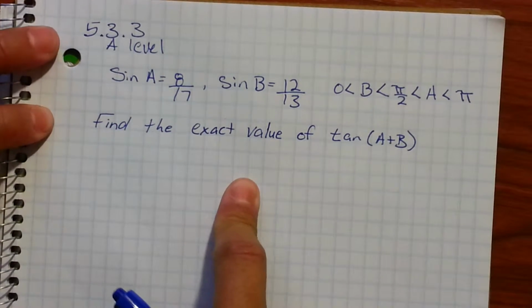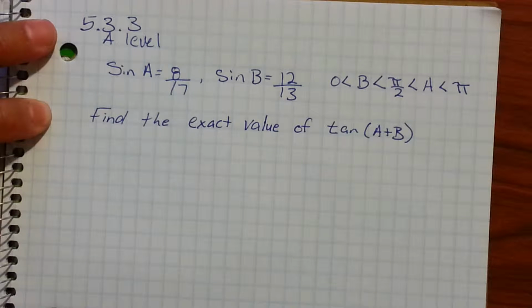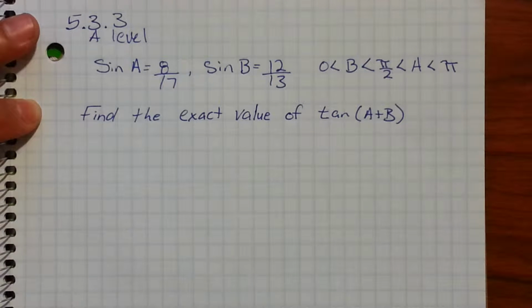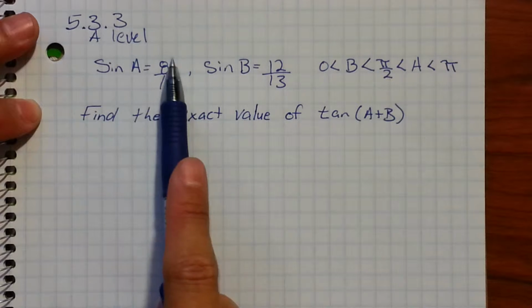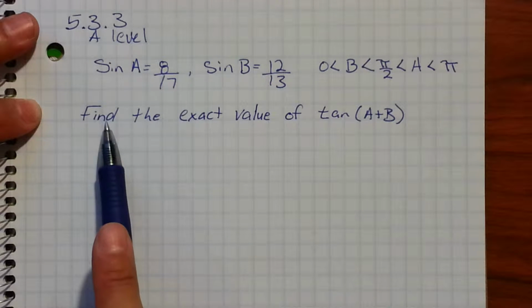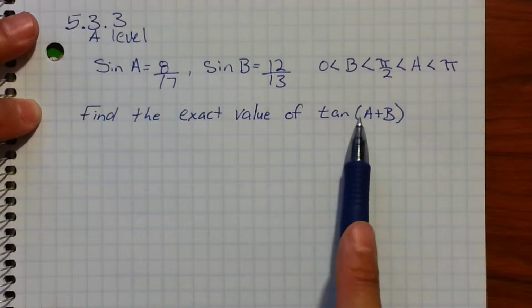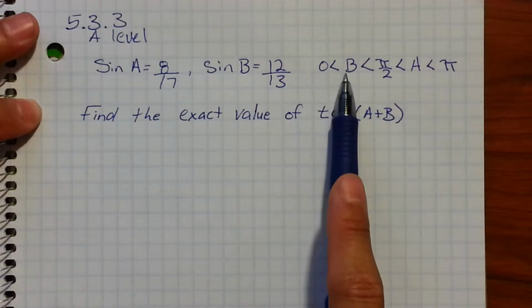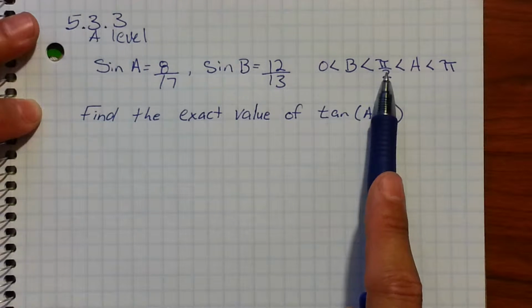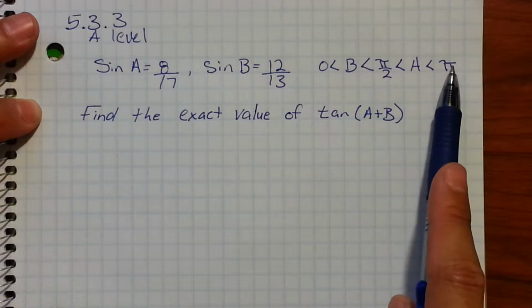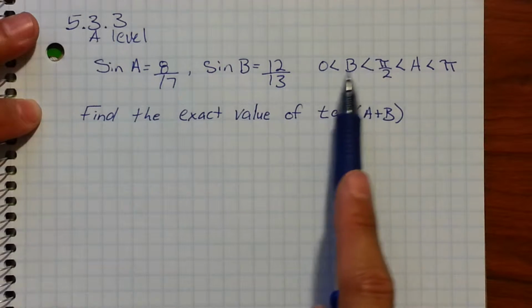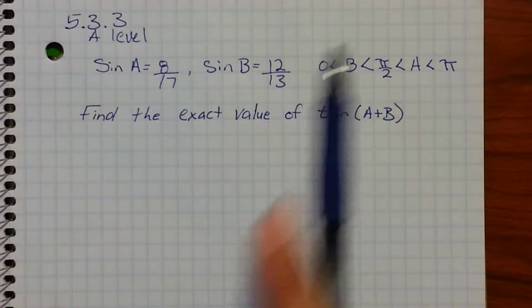On this problem here, we're going to take a look at, if I have sine A, sine B, we're going to try and find the exact value of tangent A plus B. So if B is between 0 and pi over 2, and A is between pi over 2 and pi, this means that B is going to be in quadrant 1.